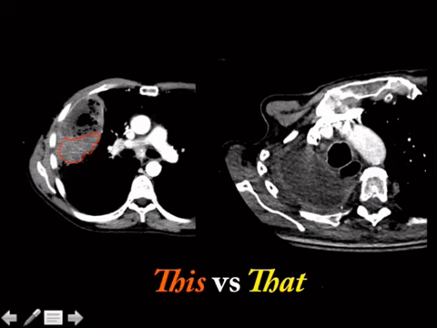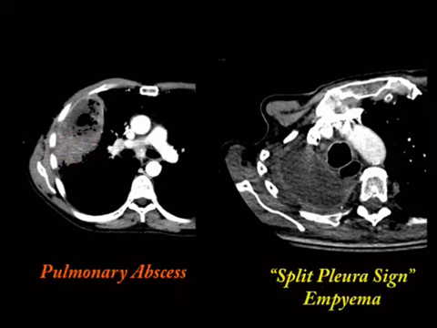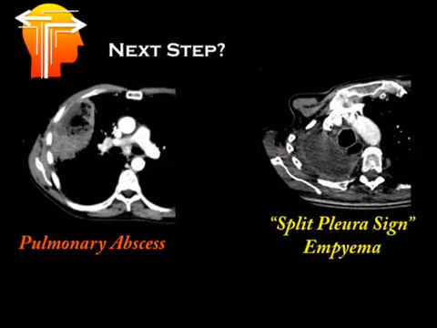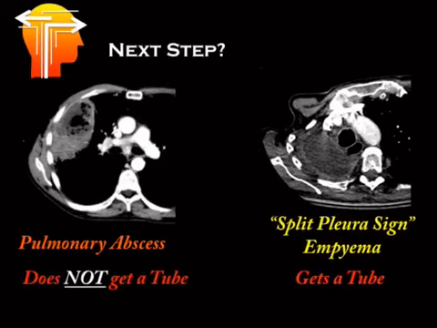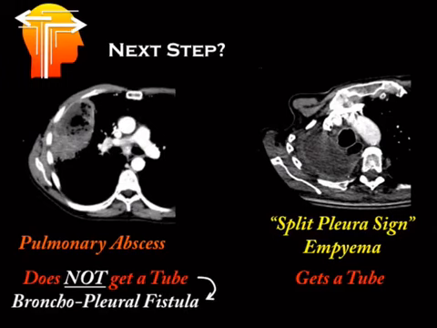Contrast that to the case in yellow, which is the split pleural sign of an empyema, where you've got enhancing pleura here and enhancing pleura here, with fluid outside of that in the pleural space. So these are treated differently. Empyemas can be drained with a tube. Pulmonary abscesses do not get drained with a tube. Don't let them talk you into putting a tube in that, because if you do put a tube into it, you're going to end up with a bronchopleural fistula, which is a massive pain in the ass to get rid of.